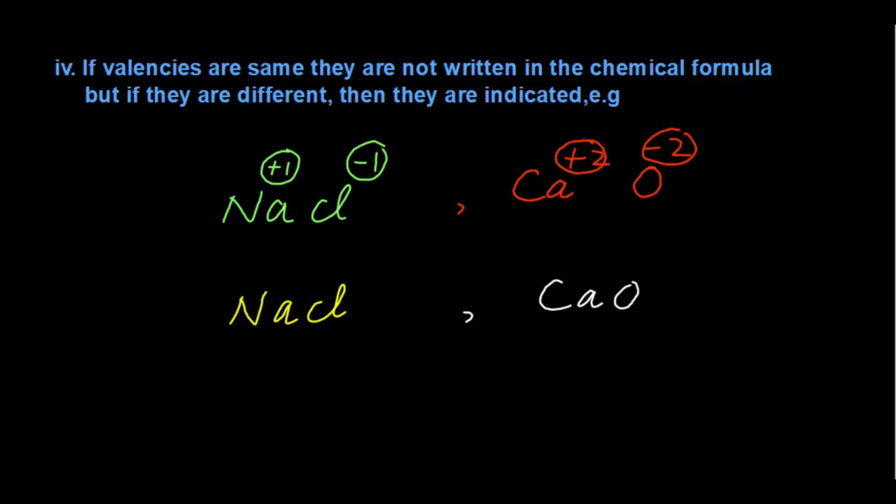Now the second point is, if the valencies are different, then they are indicated in the chemical formula. Now we see some examples where the valencies of ions are different. Then how can we indicate them in the chemical formula? For example, if we have a compound like calcium chloride, the valency of calcium is +2, while the valency of chloride is -1. Since the valencies are different, we cross these valencies by the cross exchange method.